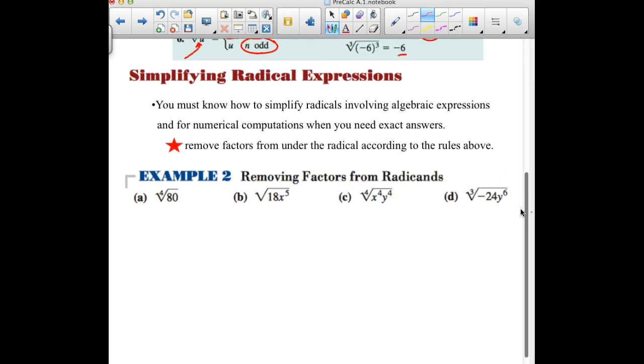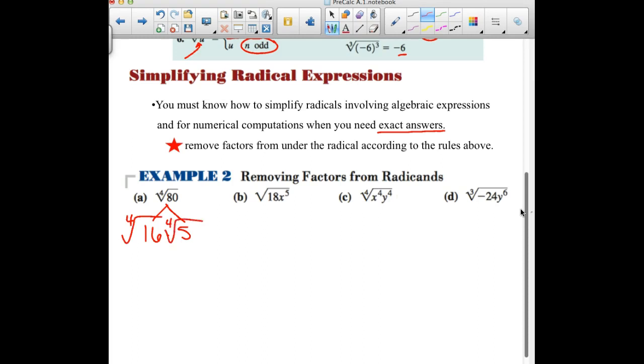All right, simplifying radical expressions. You must know how to simplify radicals involving algebraic expressions and for numerical computations when you need exact answers. We often look for exact answers at this pre-calc level. Remove factors from under the radical according to those rules that we just talked about. So our first example, we're looking for the fourth root of 80. 80 is not a perfect fourth, but we can split it up. We can use that first property that says I can change that 80 and think of it as 16 times 5 and take the fourth root of each of those separately.